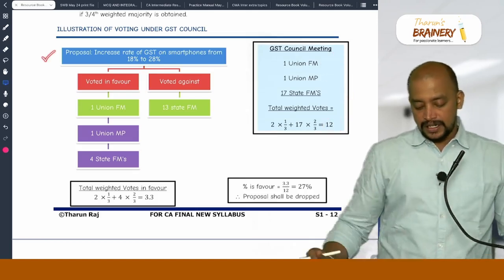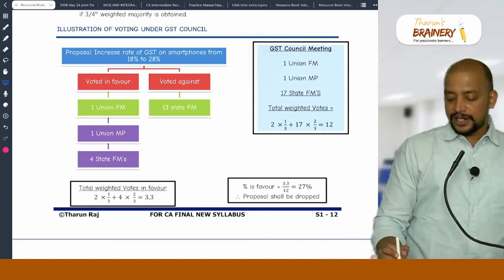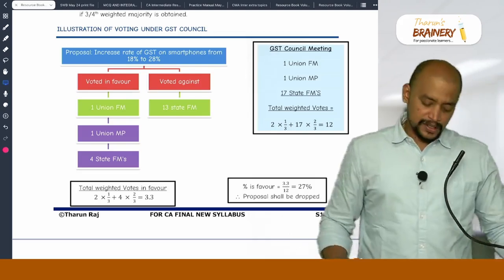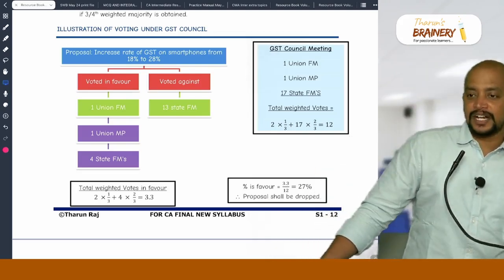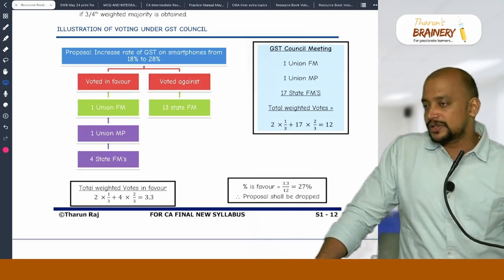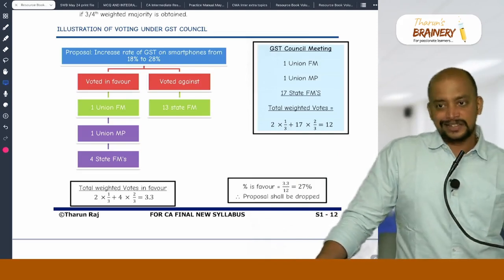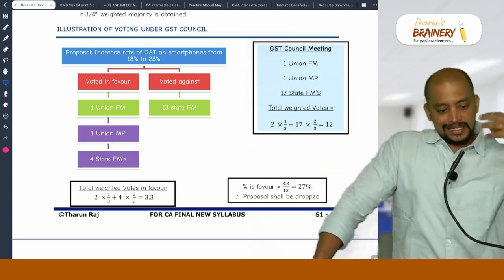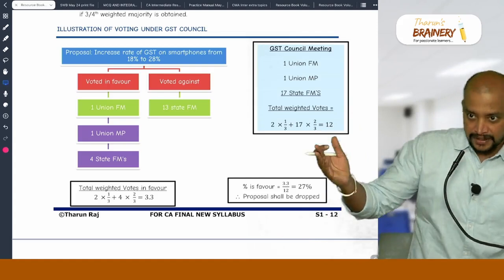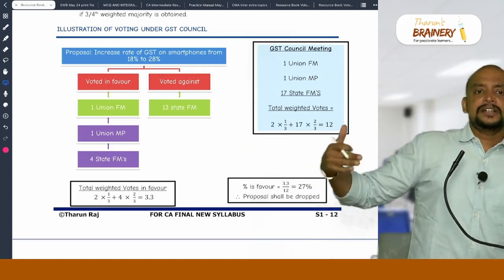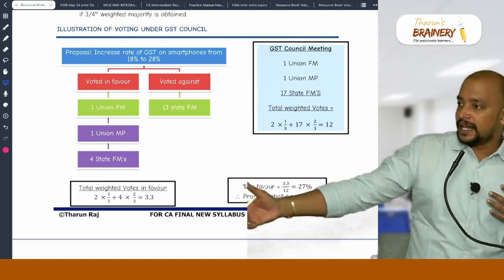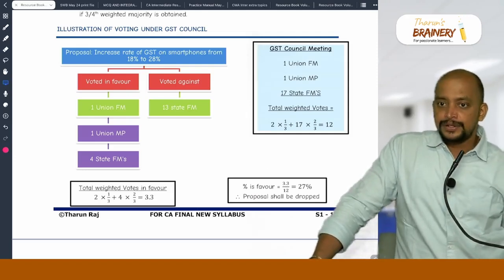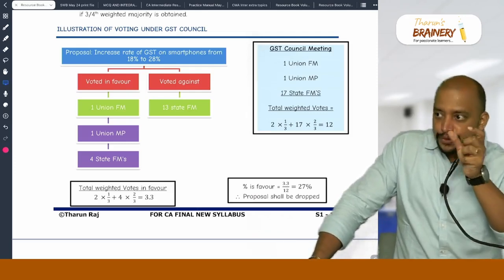Now what is the decision? There is a proposal. The proposal is to increase the rate of GST on smartphones from 18% to 28%, because now a lot of people are using smartphones. So why can't we increase? Because usually every time government thinks that way only. There is a budget requirement and there is a revenue. So now there is a deficit. Say we have some 20,000 crores as spending and we have only 18,000 crores as the budgeted revenue. So there is a deficit, budget deficit of 2,000 crores.